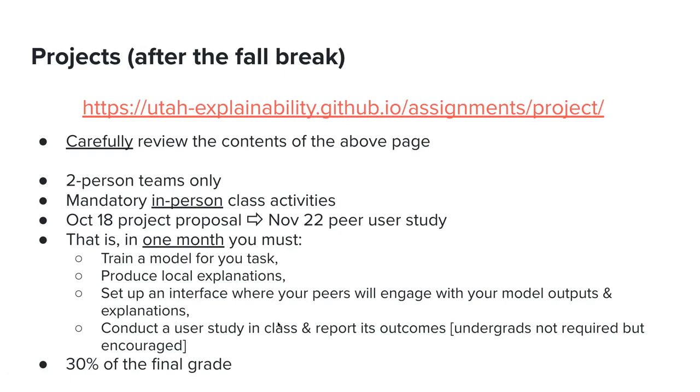Undergrads do not need to report these outcomes. If it kind of falls apart, it's okay. As long as you have some kind of model and some explanations for undergrads only, that's okay. Any questions about projects? Projects are a long way from today, so I don't want to talk too much about them. But any immediate reactions?